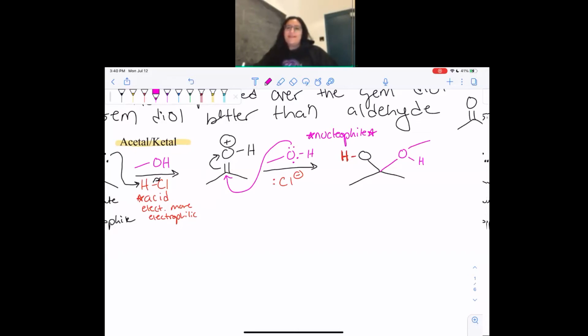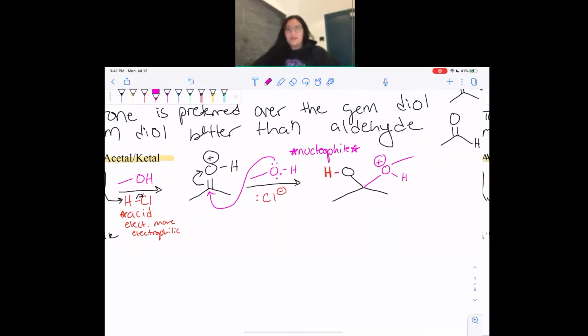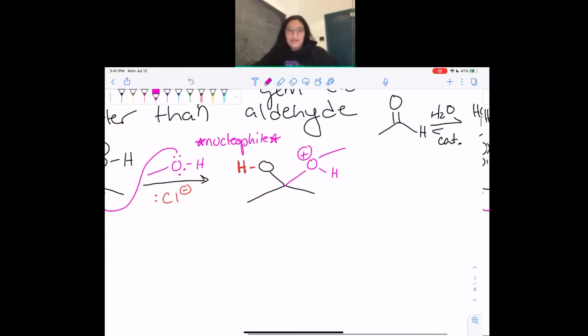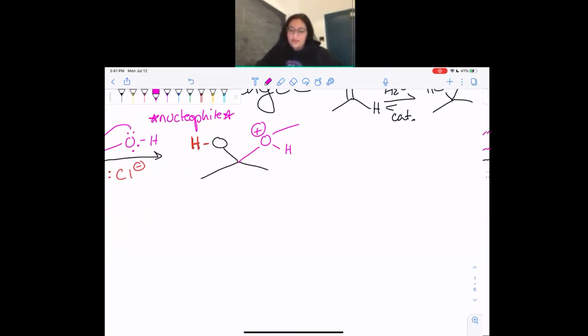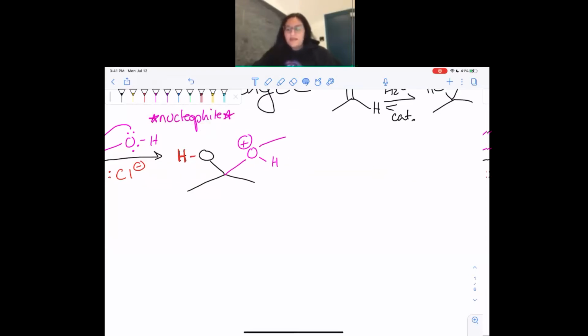Yes, I said it in a tricky way. So yes, there is a charge, and there is a plus charge right here, because as you can see, the OH here has 1, 2, 3 bonds. Therefore, it is going to be plus. And what's the easiest way to get rid of a plus charge?